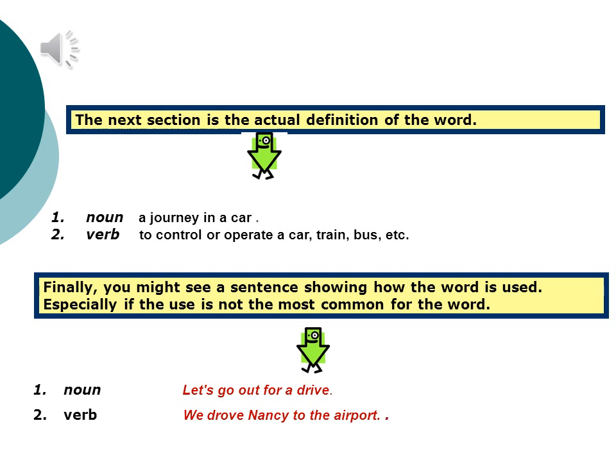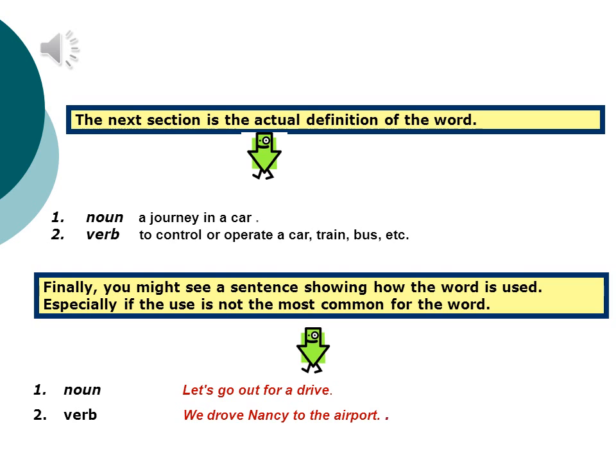The next section is the actual definition of the word, for example, drive. So as a noun, it's a journey in a car. As a verb, it's to control or operate a car, train, bus, etc. Finally, you might see a sentence or an example showing you how the word is used, especially if the use is not the most common for the word.